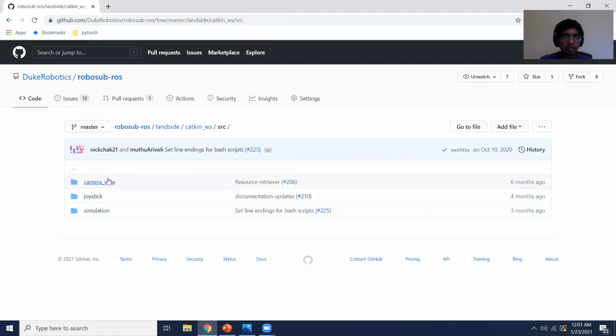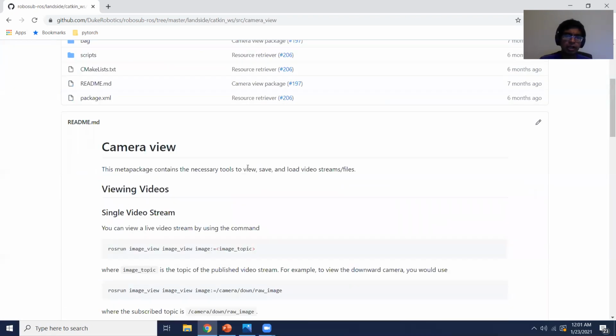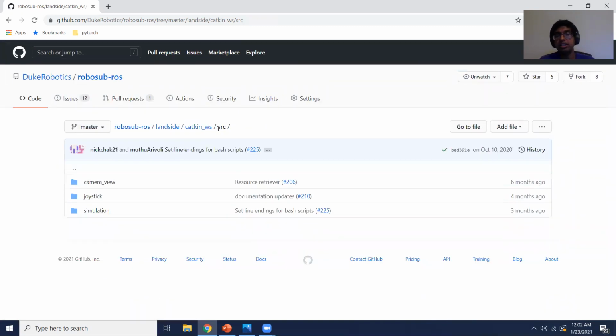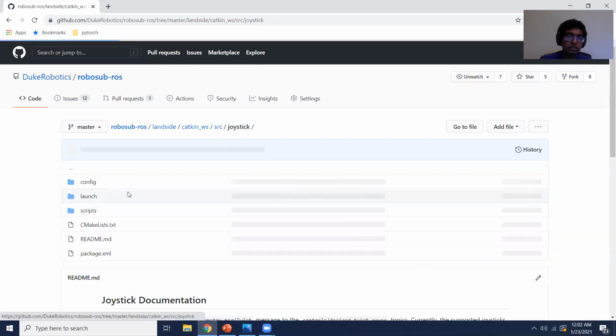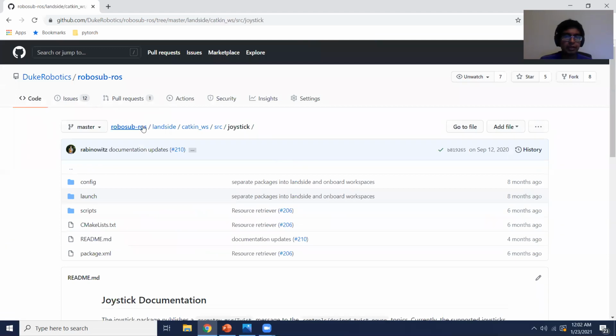In terms of the land side workspace, we maintain both camera view and joystick. Camera view is a very basic package that allows users to view, save, and load video streams and files. Basically, it allows for mocking the camera when we don't have access to the physical camera. And we maintain the joystick package, which just allows us to use a joystick with the robot and control the robot with the joystick.